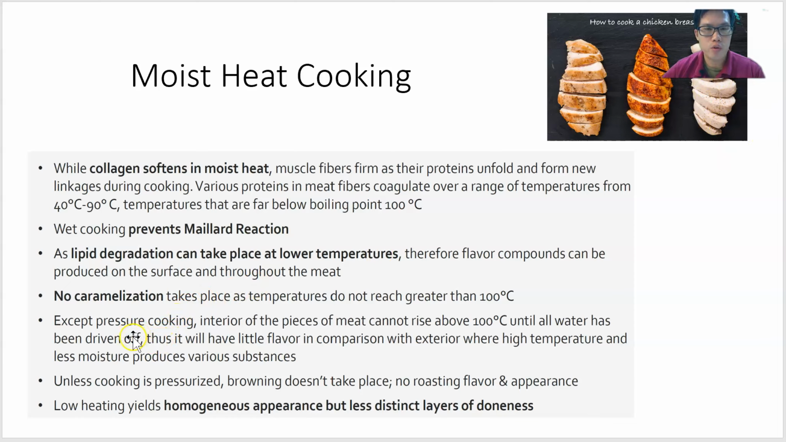Except if you are using pressure cooking, then if the temperature goes higher than 100 degrees Celsius, more of the flavor components can be generated. Possible Maillard, possible caramelizations. All right. Low heating yields a homogeneous appearance but less tasting layer or doneness, so you can see from here. It looks very appealing actually compared to these two.